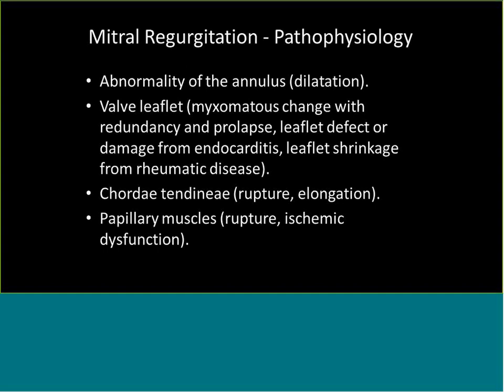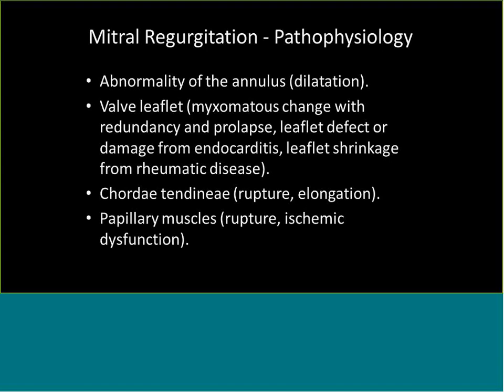Talk about now regurgitation. So that's a good segue into regurgitation, the Barlow valve. Due to an abnormality of the annulus, so dilatation of the annulus, which impairs coaptation of the leaflets, or valve leaflet dysfunction. So myxomatous change, redundancy, prolapse, a leaflet defect from damage from endocarditis, so a torn leaflet, or leaflet shrinkage. So no, Barlow's myxomatous causes the shrinkage. I misspoke.